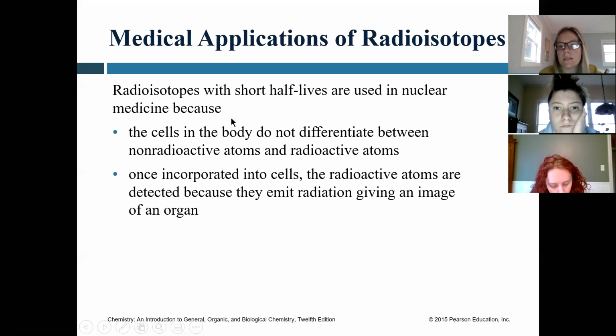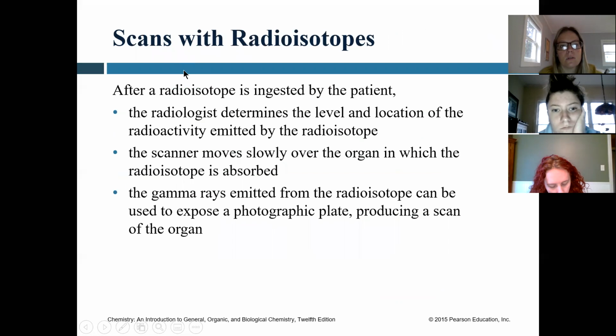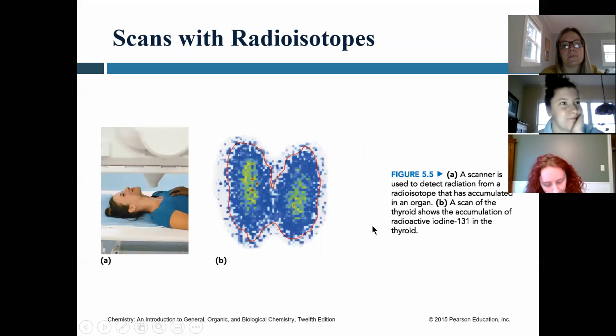So that's how we can see soft tissue inside the body, because X-rays don't see soft tissue, right? They only give us an examination of the bones. So again, here are some of the medical isotopes that they'll use. After a radioisotope is ingested, the radiologist determines the level and location of radioactivity emitted. Some sort of scanner will move over the area and absorb gamma rays and beta rays.